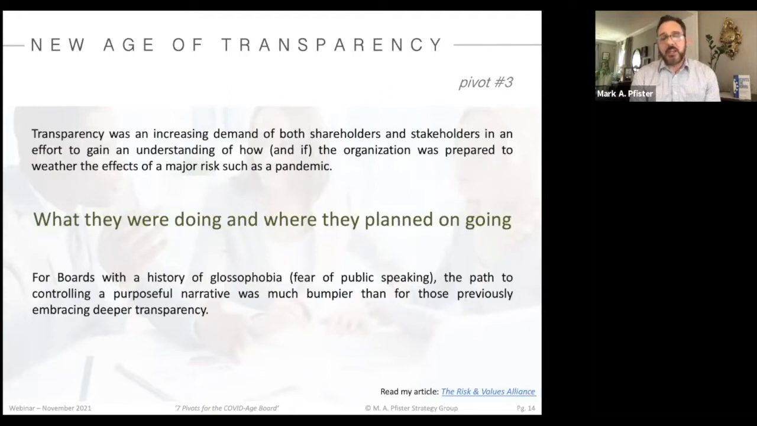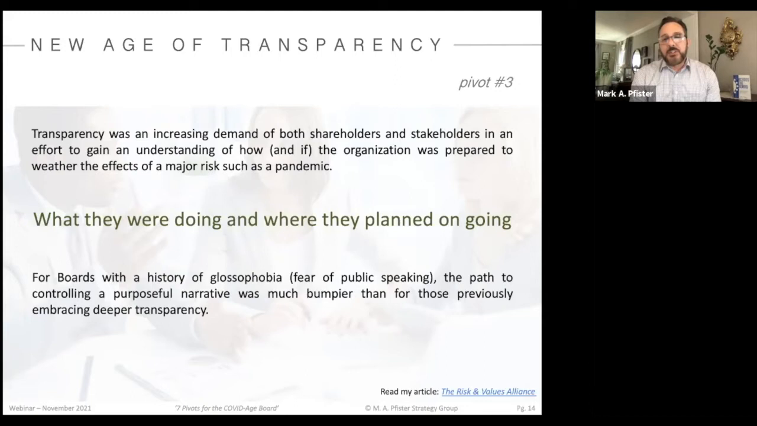But we did see hesitation. We saw actually major delays in the disclosure from organizations of what they were doing and where they were focusing their efforts. I joke a little bit to say that some boards have this history of glossophobia, or the fear of public speaking. That truly came out during the early stages of the pandemic.